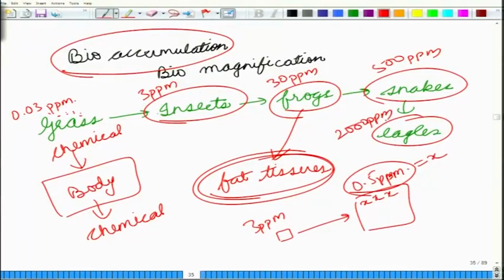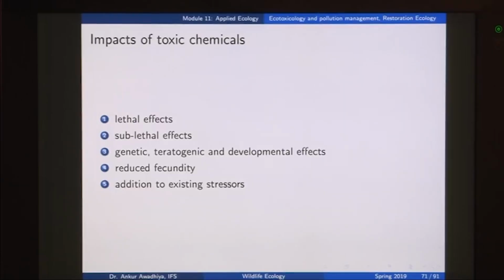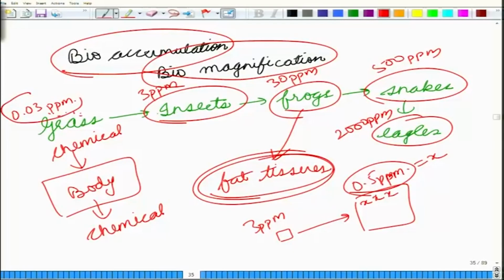So, what we are seeing is that as we move up the food chain, there is a magnification of the concentration present in different organisms at different trophic levels. Even though you have a very low concentration of this chemical in the environment, there will be such a high concentration in the top predators that it will start showing its negative impacts.